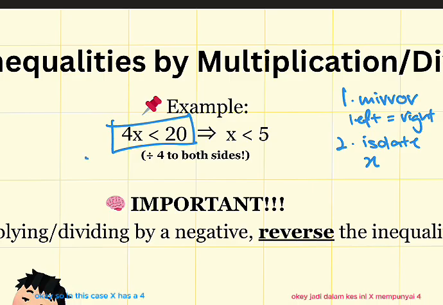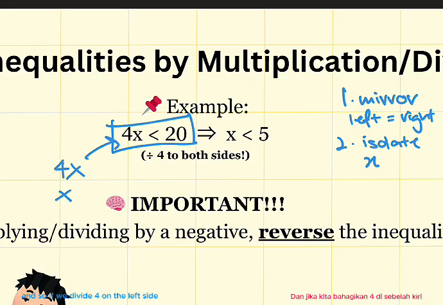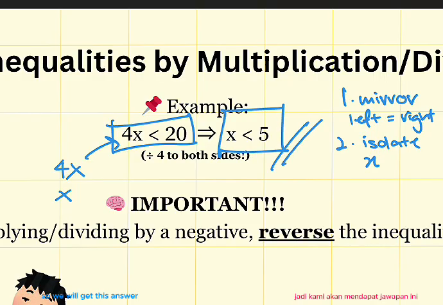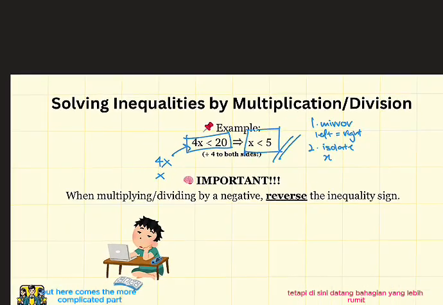So in this case, x has a 4. What do we do if we want to make 4x to x? We have to divide 4x by 4. And so if we divide by 4 on the left side, we have to divide by 4 on the right side also. So we will get this answer. But here comes the more complicated part.